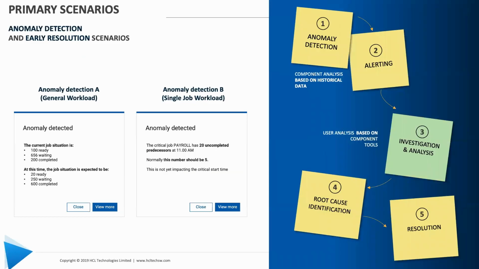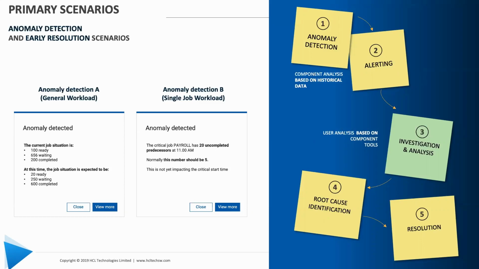So the primary scenarios will be anomaly detection and alerting if something is going differently from normal. Based on historical data, we can compare the current situation of your workload with the historical data and give you some warnings, some alerts on what is going on if it's going different from usual.